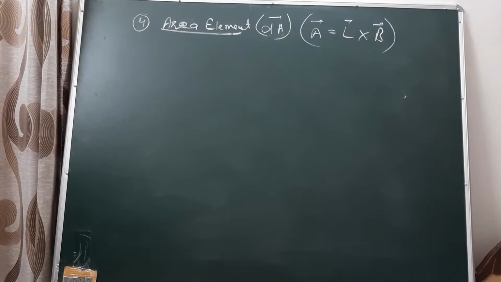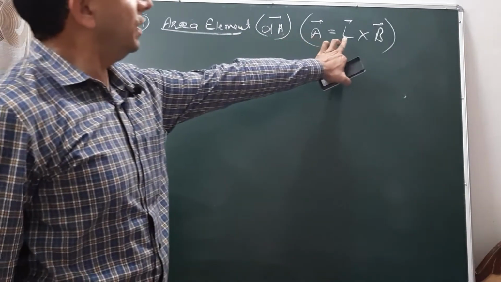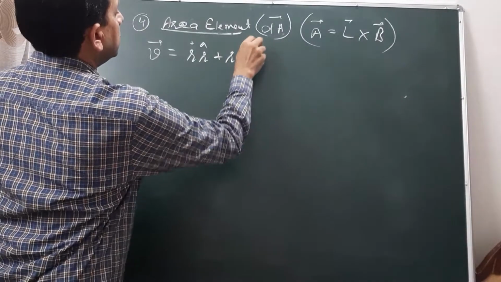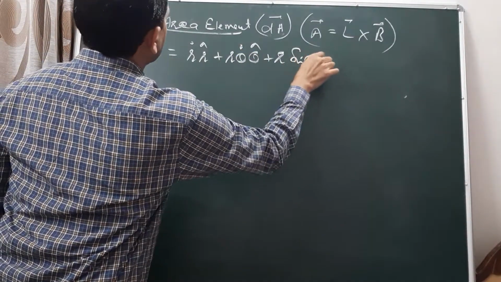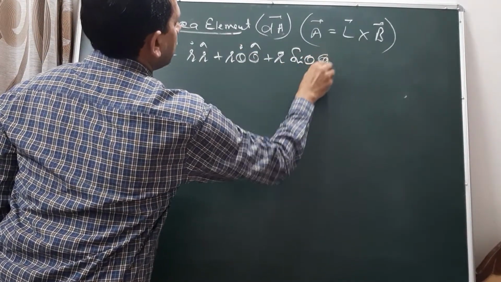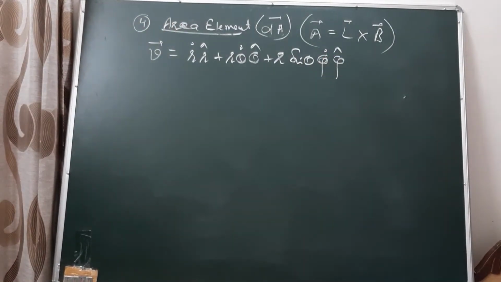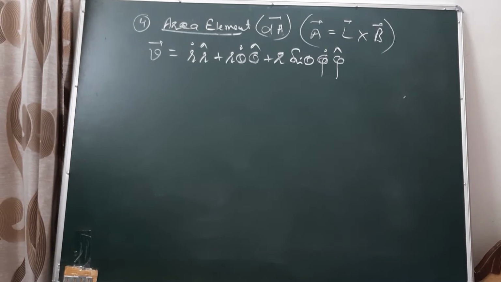In spherical polar system, we have to find the length element as well as the breadth element. So we can find these elements by using the formula of velocity. We know that velocity is r dot r cap plus r theta dot theta cap plus r sin theta phi dot phi cap. So this is the formula for velocity. We have already proved it.